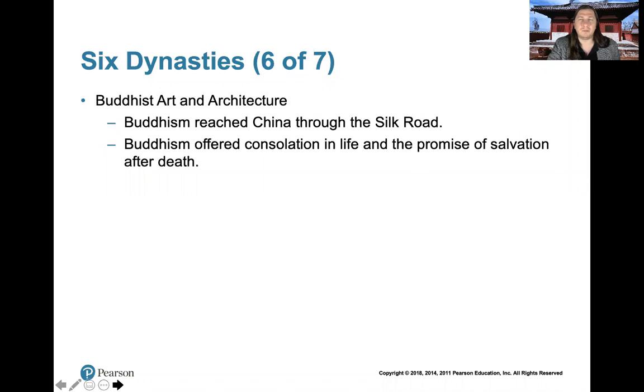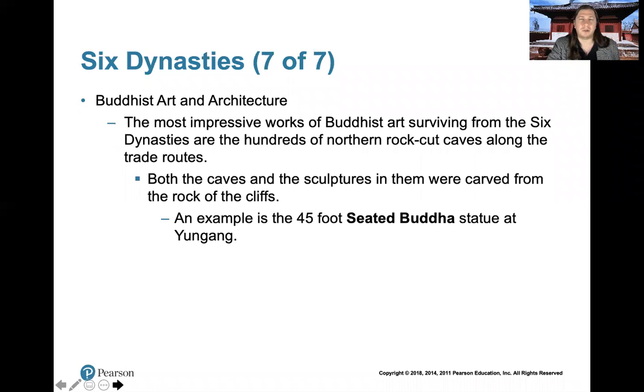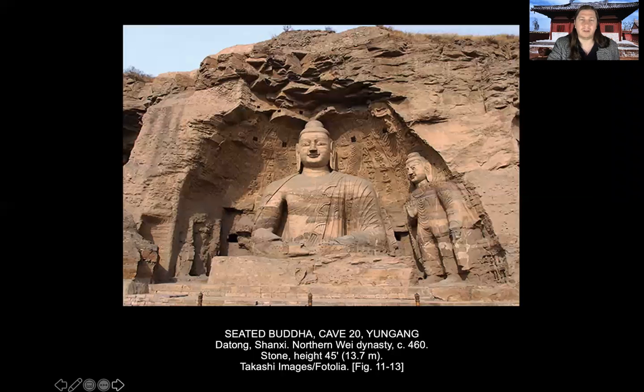So yeah, Buddhism is coming from India. It offers salvation in the afterlife. That's part of why it was appealing during this politically chaotic period. One of the best examples of Buddhist art that survives from this period is a giant seated Buddha from a rock-cut cave, Cave 20 at Yonggang.